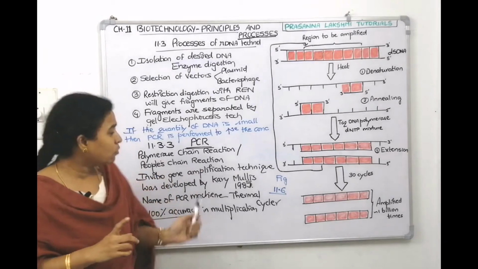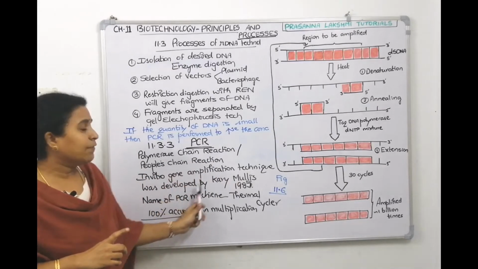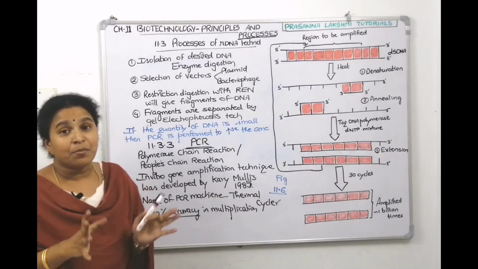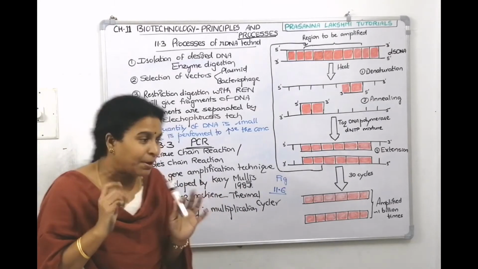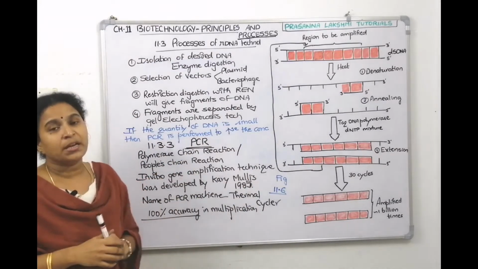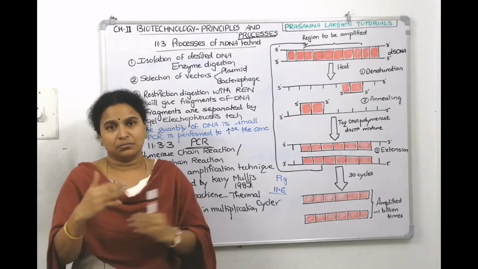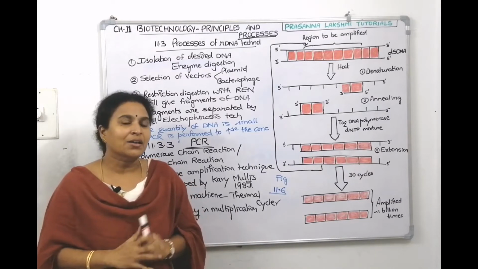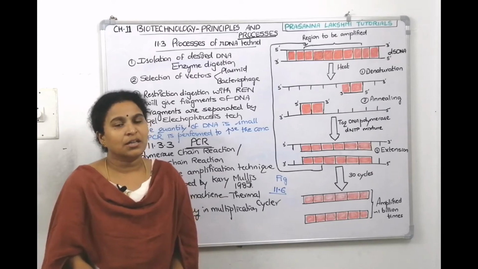It is an in vitro gene amplification technique developed by Kary Mullis in the year 1985. The name of the machine in which the DNA is amplified is called thermal cycler, and since the machine is doing it without any mismatches in the base pairing, it will do it with perfect 100% accuracy. Take a screenshot, then we will continue.